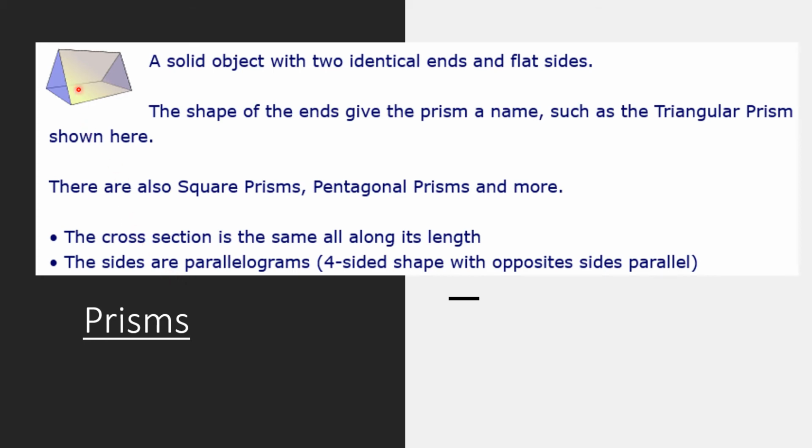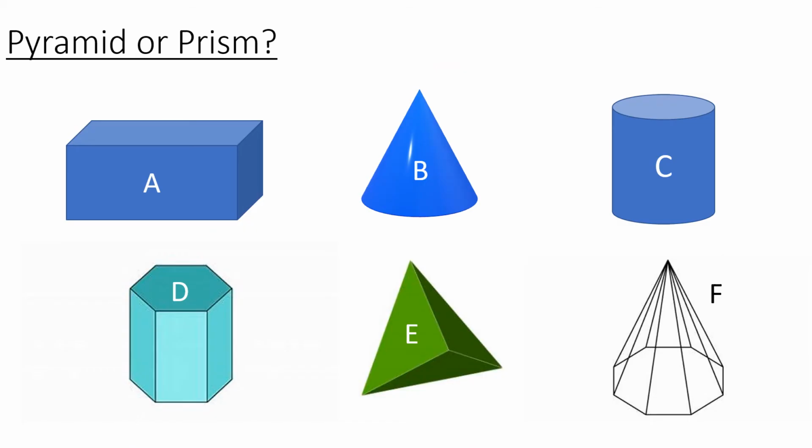The cross section, getting a bit technical now, is the same all along its length. So what I mean by that is you can see the triangle at the end, both ends. If I cut the shape down the middle, what you would see when I removed the knife is still triangles. So that's the cross section, because wherever I cut it, I would see the triangular shape. Okay, so that's a pyramid and a prism.